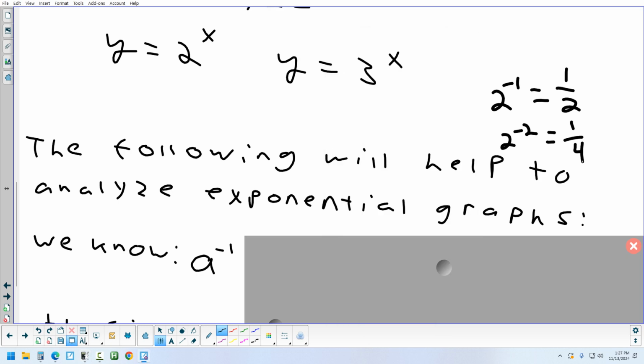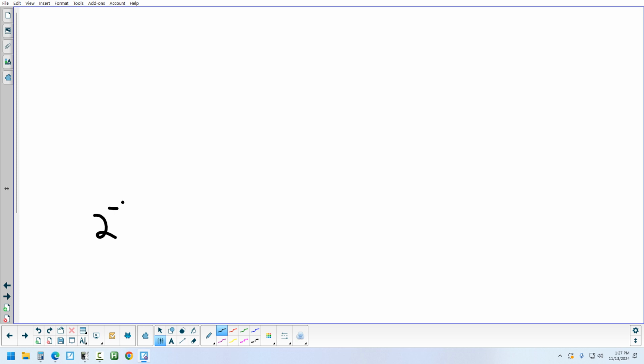So when you have a negative as an exponent, what that does is it causes your fraction to flip. So let's say you had 2 to the negative 4. How would you write that as a fraction? Well, what's 2 to the 4th? 16. So 2 to the negative 4th is 1/16. Does that make sense?